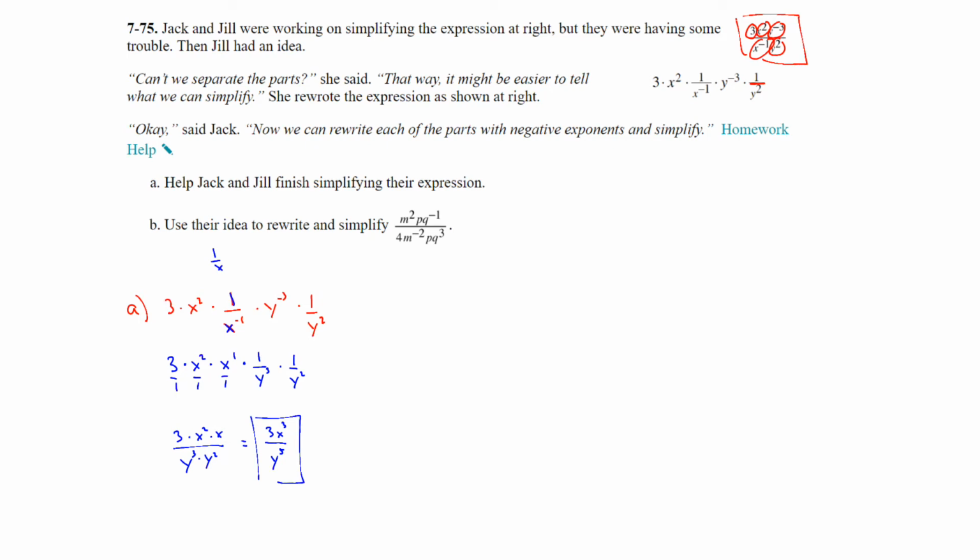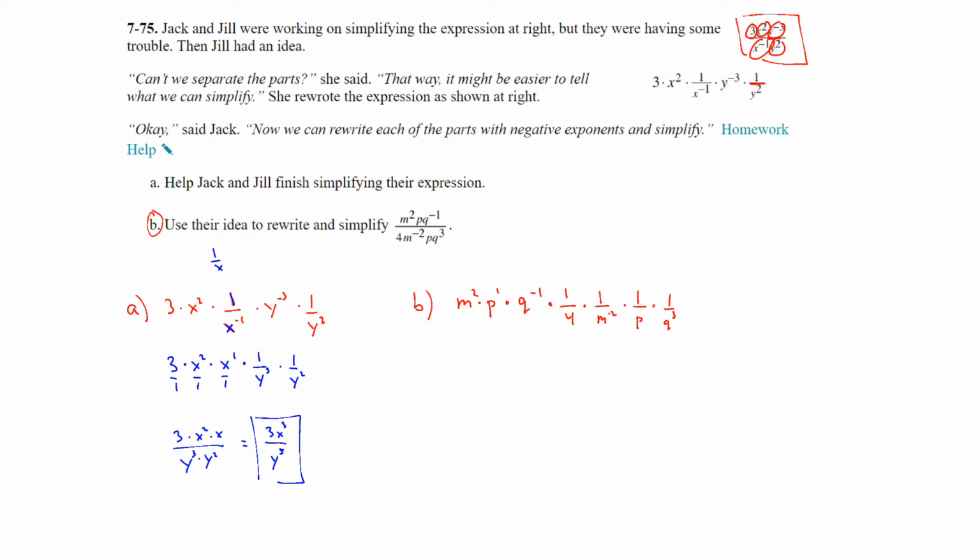So now can we take that idea that Jack and Jill had and use it to rewrite and simplify part B? All right, well, let's see. So let's write them out. M squared, that stays. You have p to the first, that stays, times q to the negative 1. So we're going to rewrite q to the negative 1. Times, now all of these in the denominator are 1 over. So it's 1 over 4 times 1 over m to the negative second times 1 over p times 1 over q to the third. So we just separated it all out.